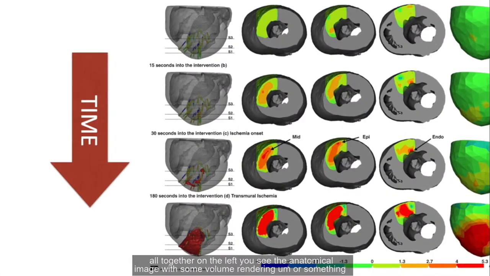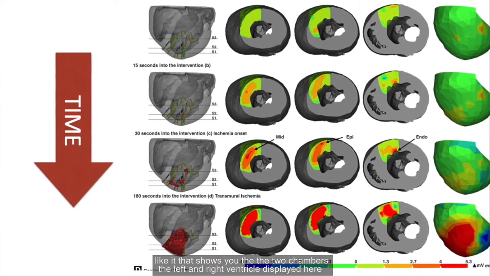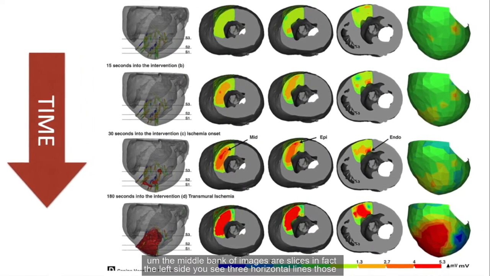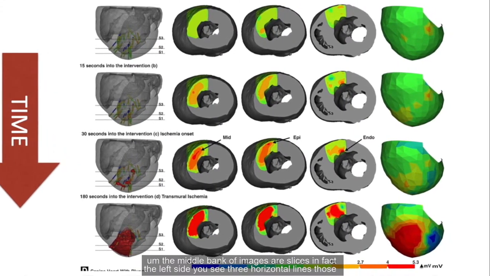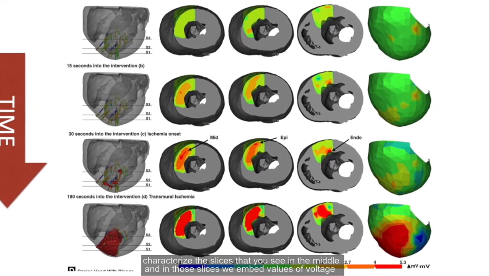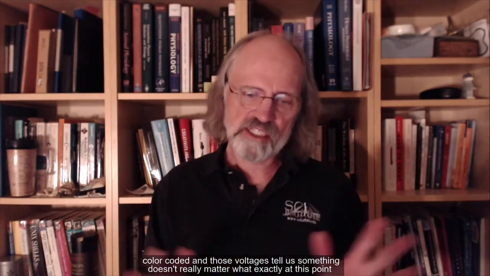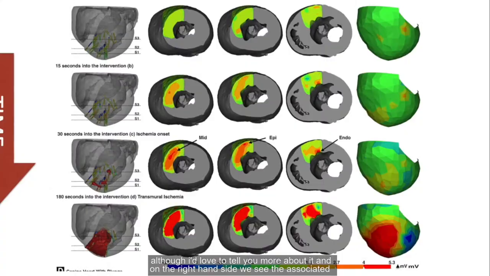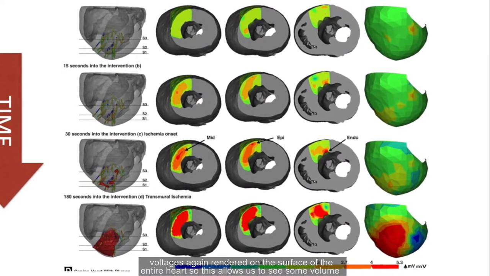On the left, you see the anatomical image with some volume rendering or something like it that shows you the two chambers, the left and right ventricle displayed here. The middle bank of images are slices. In fact, on the left side, you see three horizontal lines. Those characterize the slices that you see in the middle. And in those slices, we embed values of voltage color-coded. And those voltages tell us something. Doesn't really matter what exactly at this point, although I'd love to tell you more about it. And on the right-hand side, we see the associated voltages again, rendered on the surface of the entire heart.